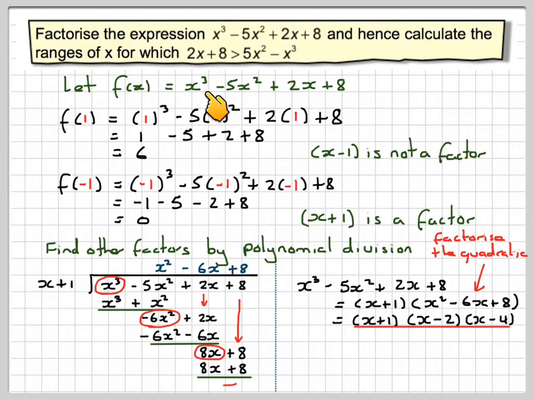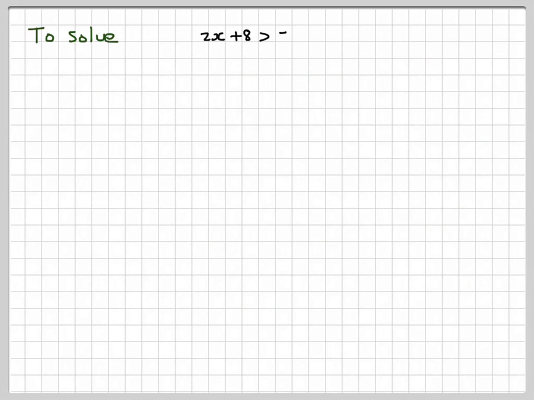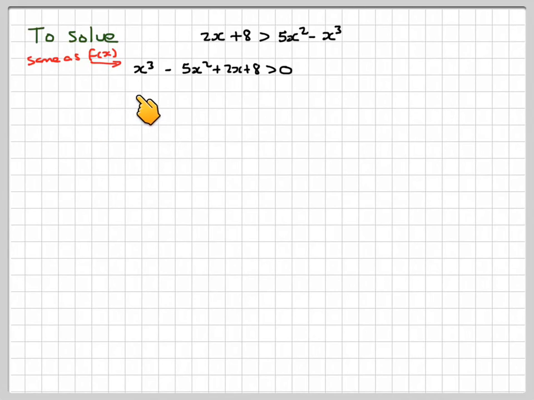Right, the second part, we have to find the range of values for which 2x plus 8 is bigger than 5x squared minus x cubed. So 2x plus 8 is greater than 5x squared minus x cubed. Well, to do inequalities, you need to put them either greater or less than 0. So we'll take these over to here. So we end up with x cubed minus 5x squared plus 2x plus 8 is bigger than 0. This is the original function given in the question, which we just factorise. So we factorise it. x plus 1, x minus 2, x minus 4 is bigger than 0.